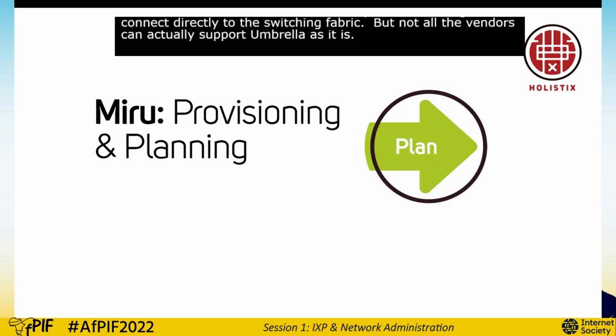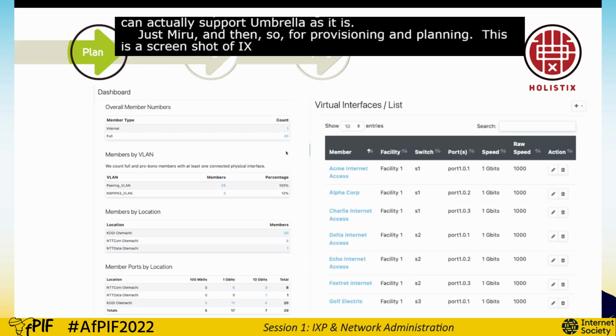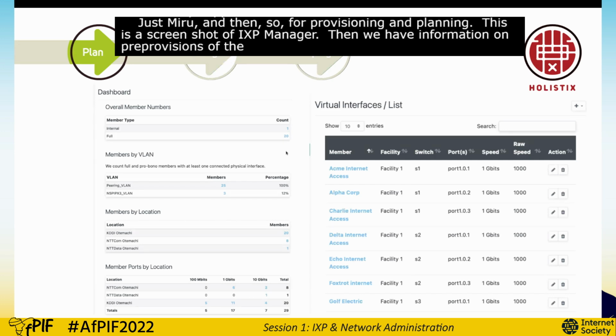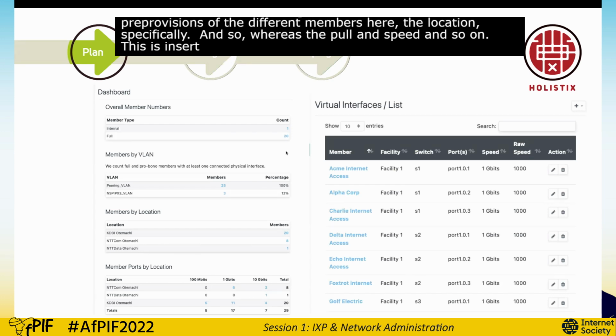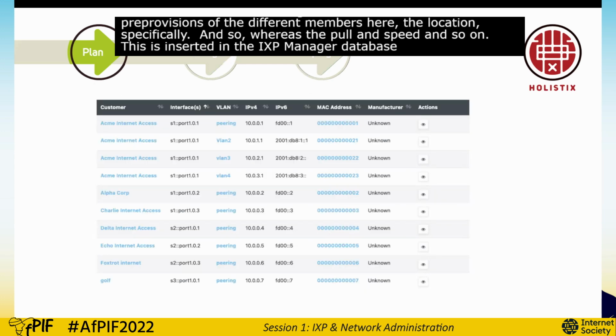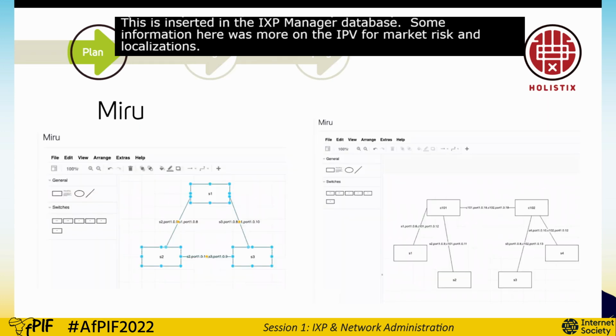Just Miru, and then for the provisioning and planning, this is a screenshot of IXP Manager. We have information already pre-provisioned for the different members: the locations, facility, the port and the speed they have. This is inserted in the IXP Manager database. The same information here, more on the IPv4, IPv6, MAC address and localizations, we use such information to actually get into the Miru interface.